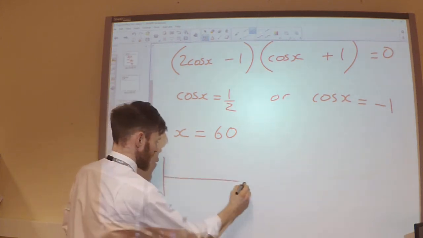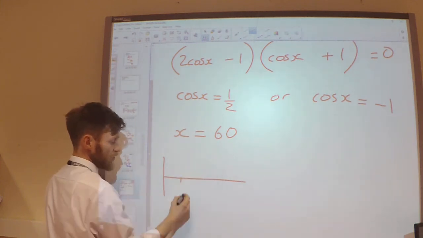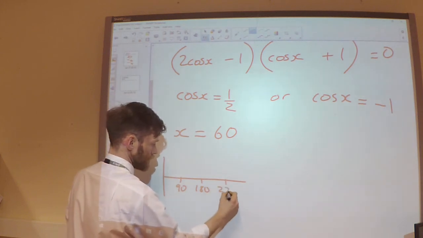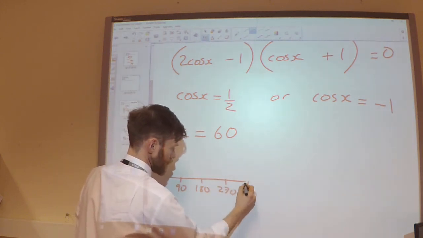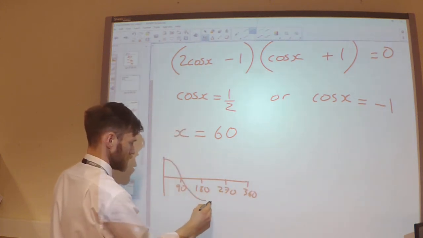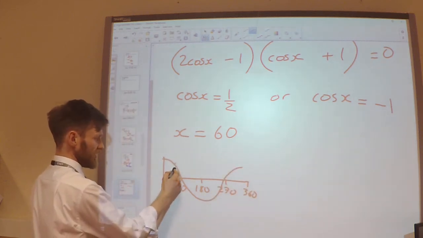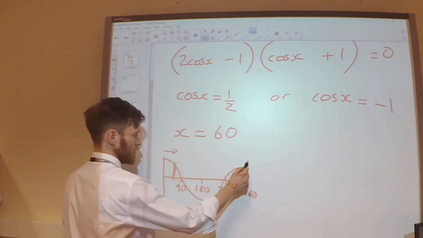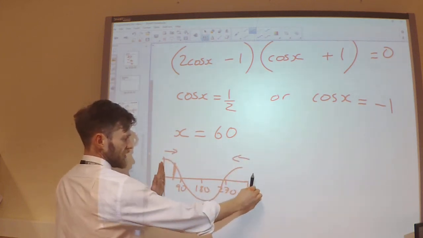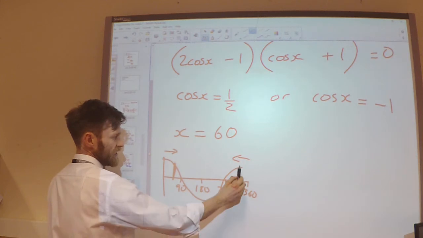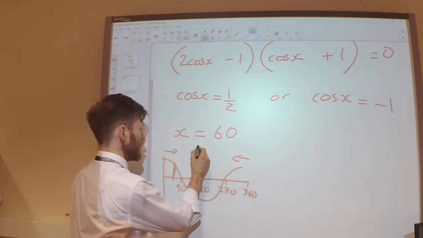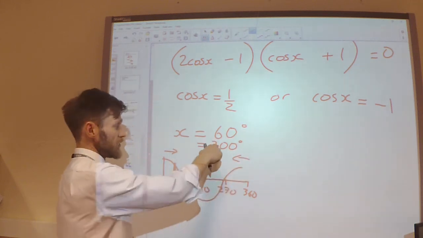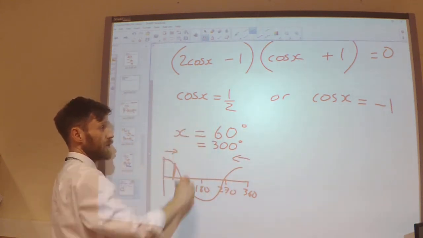Let's just draw the graph quickly to work out the other solution that corresponds to this one. So 60 degrees is here, and so I know that's going to be the same as 60 degrees from here. So 360 take away 60 will be 300. So those are my two solutions that come from here.